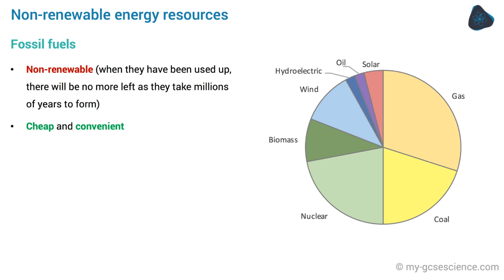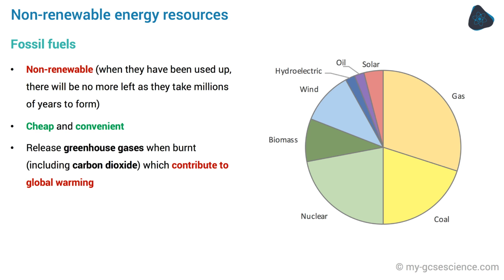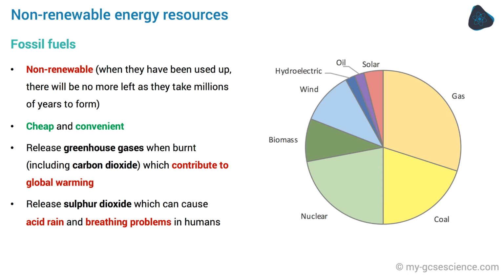On the downside, they're pretty bad for the environment. When they're burnt, carbon dioxide is released, and most scientists agree that the burning of fossil fuels is a major contributor to global warming. For this reason, the UK government has committed itself to reducing carbon dioxide emissions to a fifth of their current levels by 2050. The burning of fossil fuels also leads to the release of sulfur dioxide, which can combine with water in the atmosphere to produce acid rain, which can kill plants and damage buildings, in addition to causing breathing problems in humans.